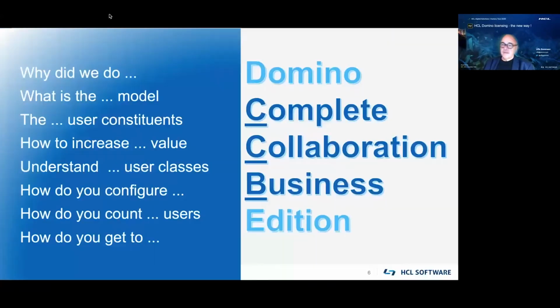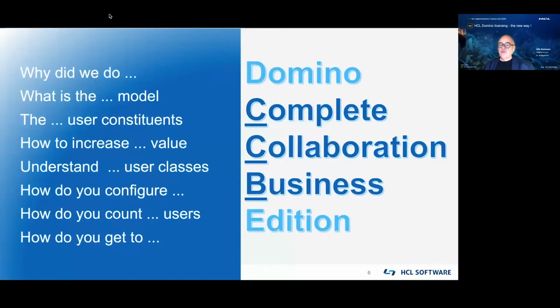And I'd like to go through what the Domino Complete Collaboration Business Edition, the CCB model, is all about. Why do we do it? What is the model? Who are the user constituents? How to increase the value of the model? How to understand the user classes? How do you configure CCB? How do you count the users? And how to actually get to CCB licensing?